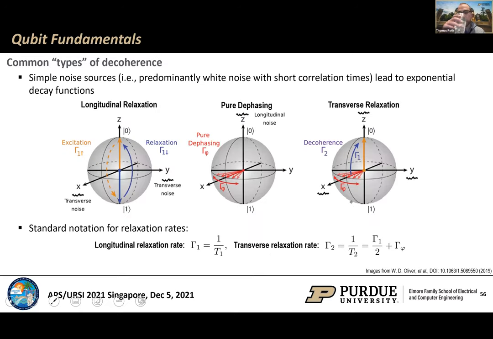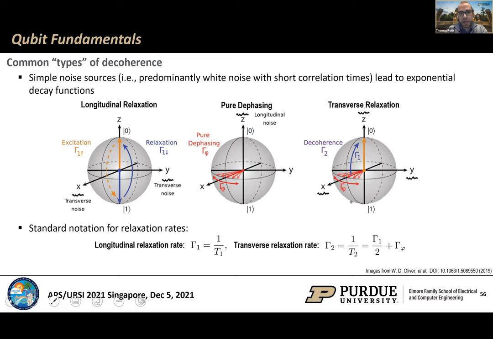Okay, so what we want to talk about now are some of the types of decoherence that can exist for different systems. Quantum decoherence and quantum noise is a very, very complicated subject, but in many cases we can get by with simpler assumptions for many different types of systems. And when these assumptions work out, which is typically if we think of the noise as being predominantly like a white noise or very short correlation time, we end up with decoherence that just gives exponential decay functions, just like you would have, say, an RC time constant or things like that in a circuit.